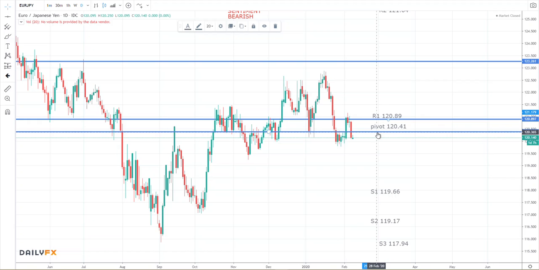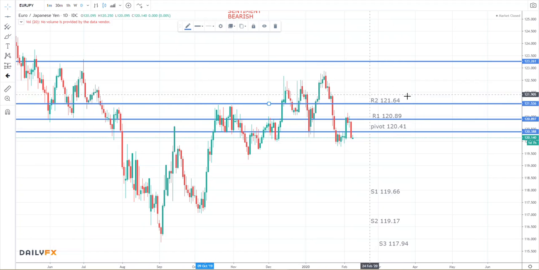Now the pivot point can be a point of resistance, but that's really dependent on the price action. Since price was rejected right through that line, as long as this day doesn't actually come back up and go above it, the sell is still on. So we've got R2 at 121.64. So about here, if there was a political event or some kind of data release, you could see price spike up to there.